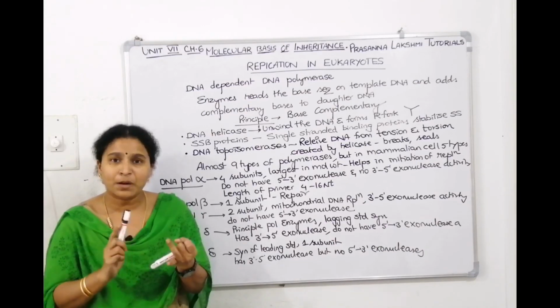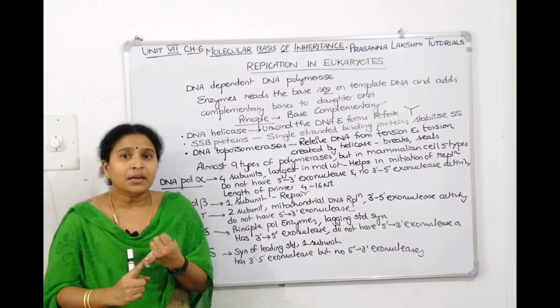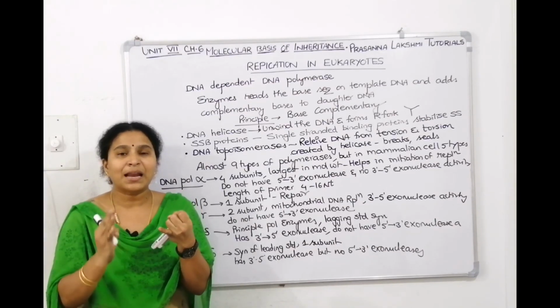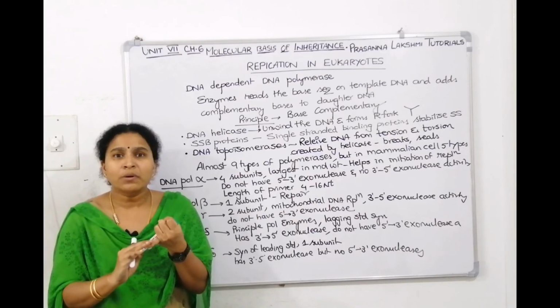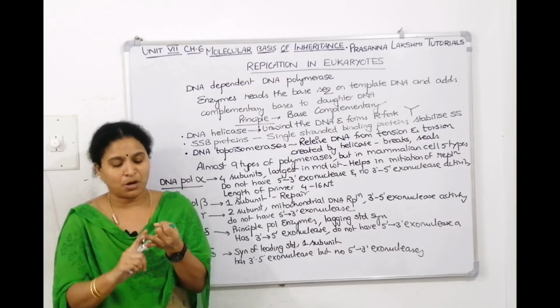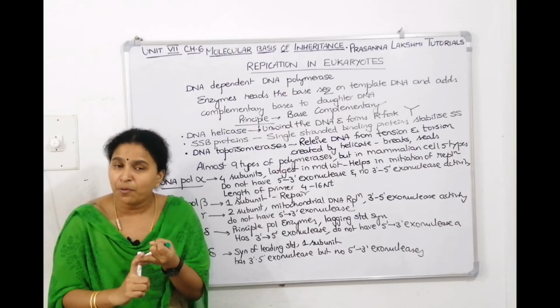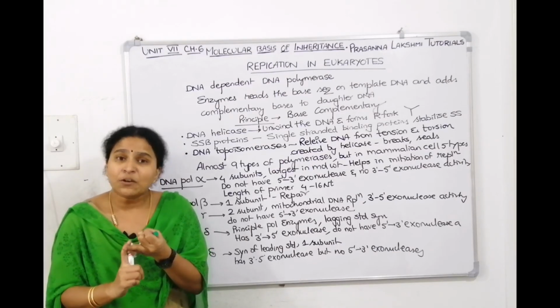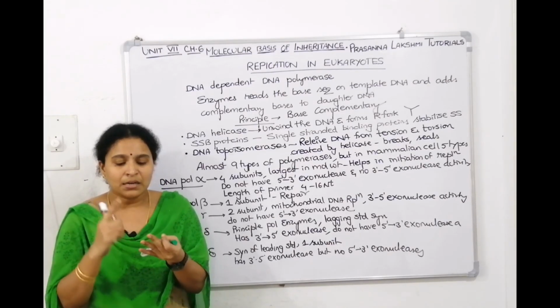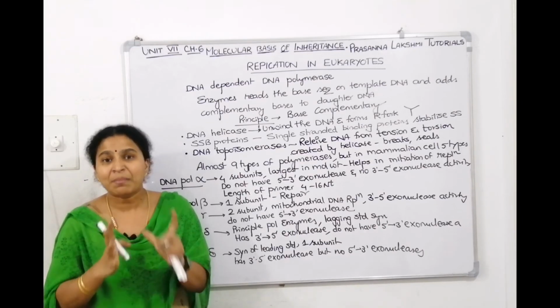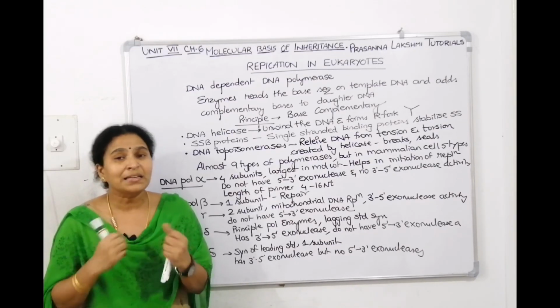In prokaryotes there are pol 1, pol 2, pol 3. Pol 1 helps in removal of the primer. Pol 2 is inactive and works only in the absence of pol 1. Pol 3, we told, is the principal polymerizing enzyme. In eukaryotes there are 5 types in mammals: alpha, beta, gamma, delta, epsilon. In other organisms they say there are 9 types.